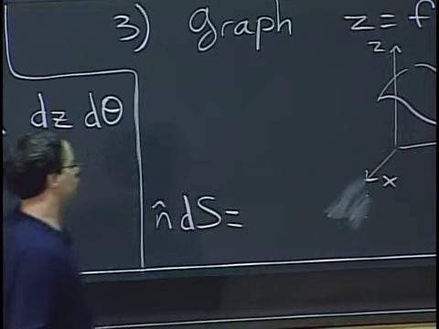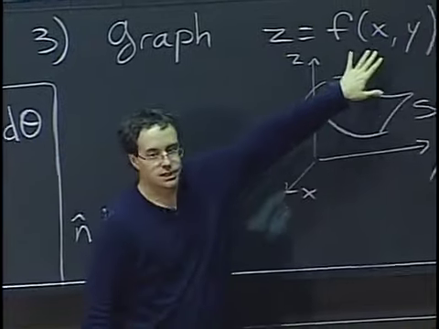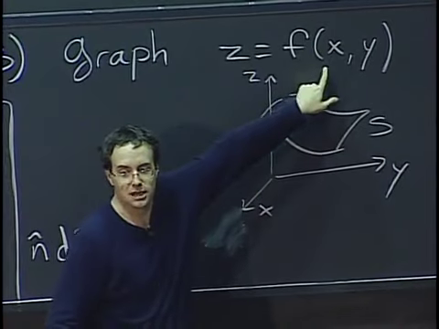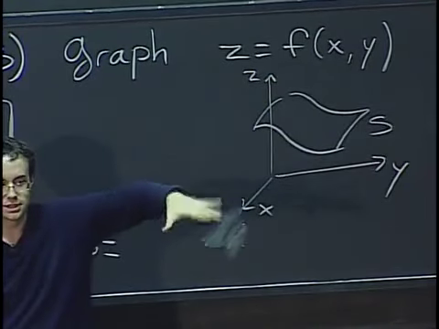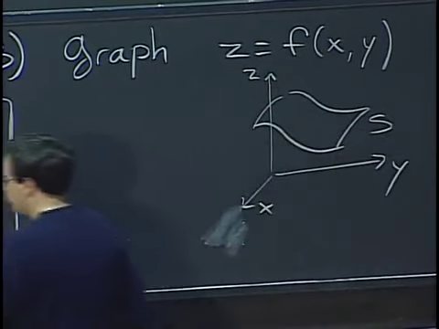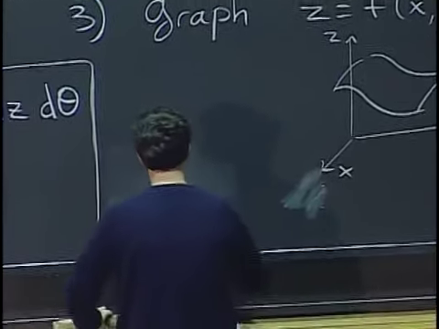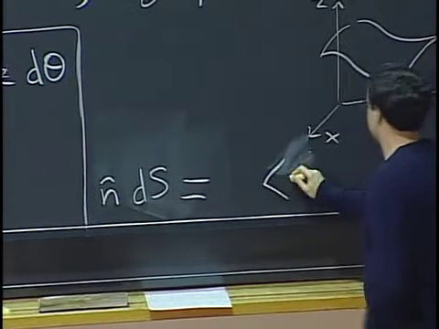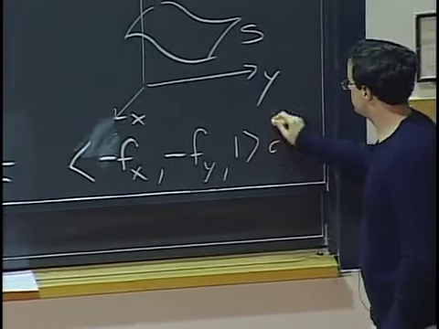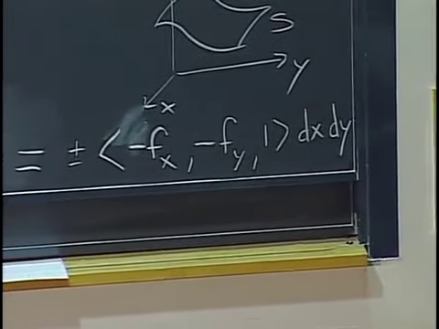What variables do we want to express this in terms of? Most likely x and y, because we know how to express z in terms of x and y. So this is an invitation to get rid of any z that might be left and set everything up in terms of dx dy. The formula, and we're going to see the details of why it works tomorrow, is that you can take negative partial f partial x, negative partial f partial y, and 1, times dx dy. Plus or minus, depending on which way you want it to go.